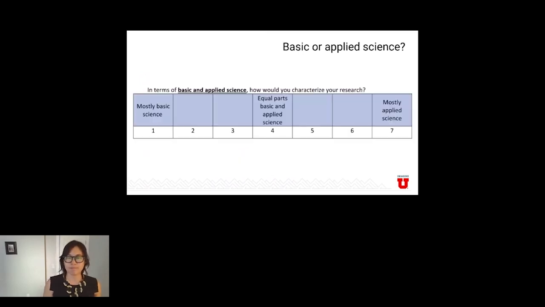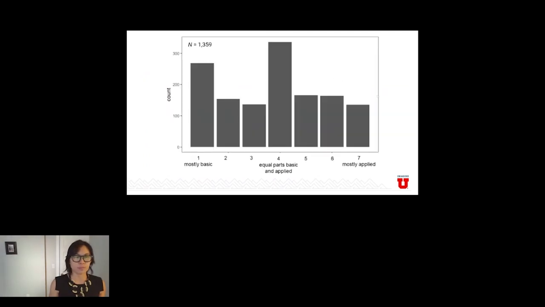And so, we asked scientists first to categorize their research on a scale that ranged from mostly basic science to mostly applied science. It was a 7-point scale, and we asked in terms of basic and applied research, how would you characterize your own research? And so what I'm showing here is a distribution of scientists' responses to that question.